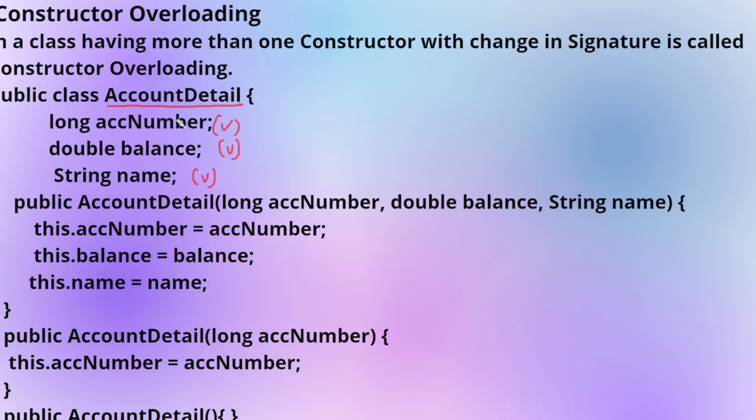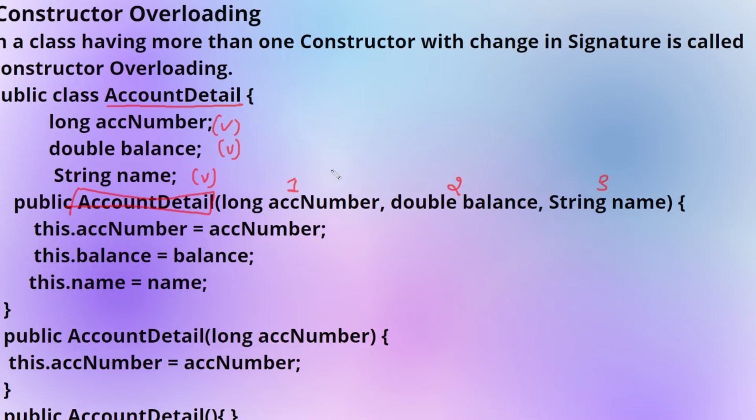Now whenever it is a constructor, it is going to have the same name as that of your class. I'll be linking a video about the constructor in the card. You can also check the video. Long account number is one variable here, double balance the second variable, String name the third variable. So here we are using all three variables that are initialized here, which are the instance variables in the class. this.accountNumber equals whatever account number you're going to add, this.balance equals whatever balance you're going to add, and name, whatever name you're going to add.